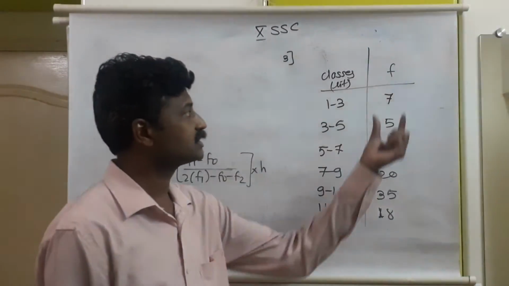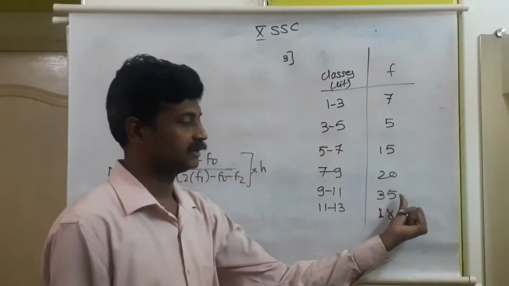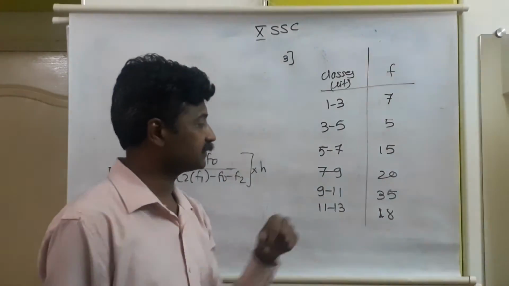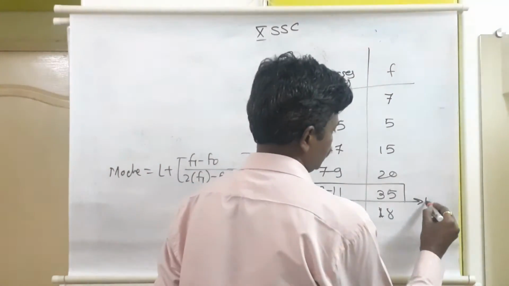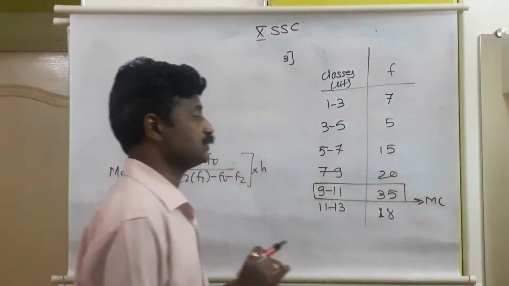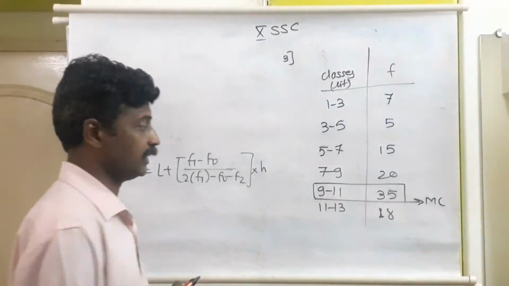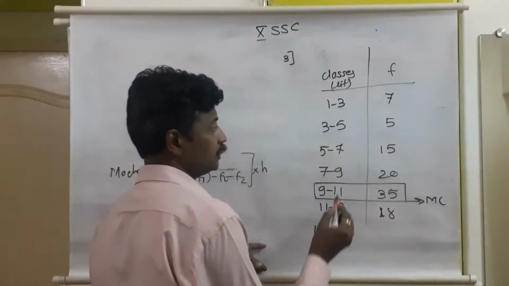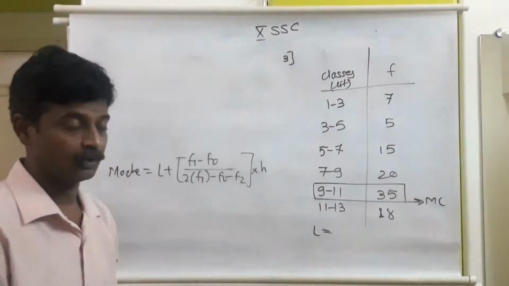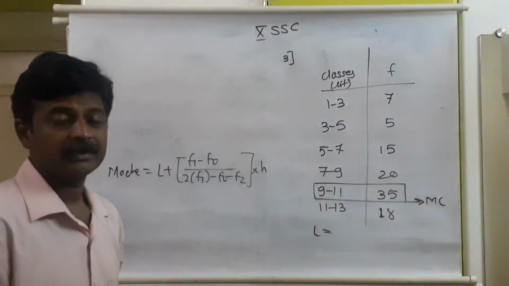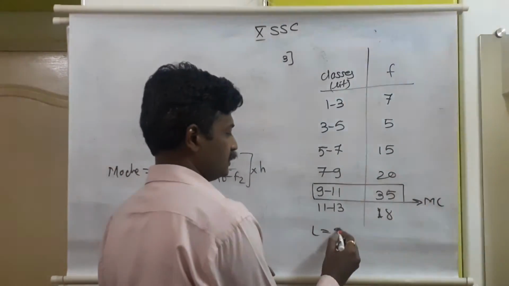First of all, which has the maximum frequency here? 35. 35 is the maximum frequency. So this class is the modal class, which is going to give us all the required values. So here L is equal to, already the classes are continuous, so it is not necessary to work out more. The lower limit of the modal class is 9, so L is equal to 9.